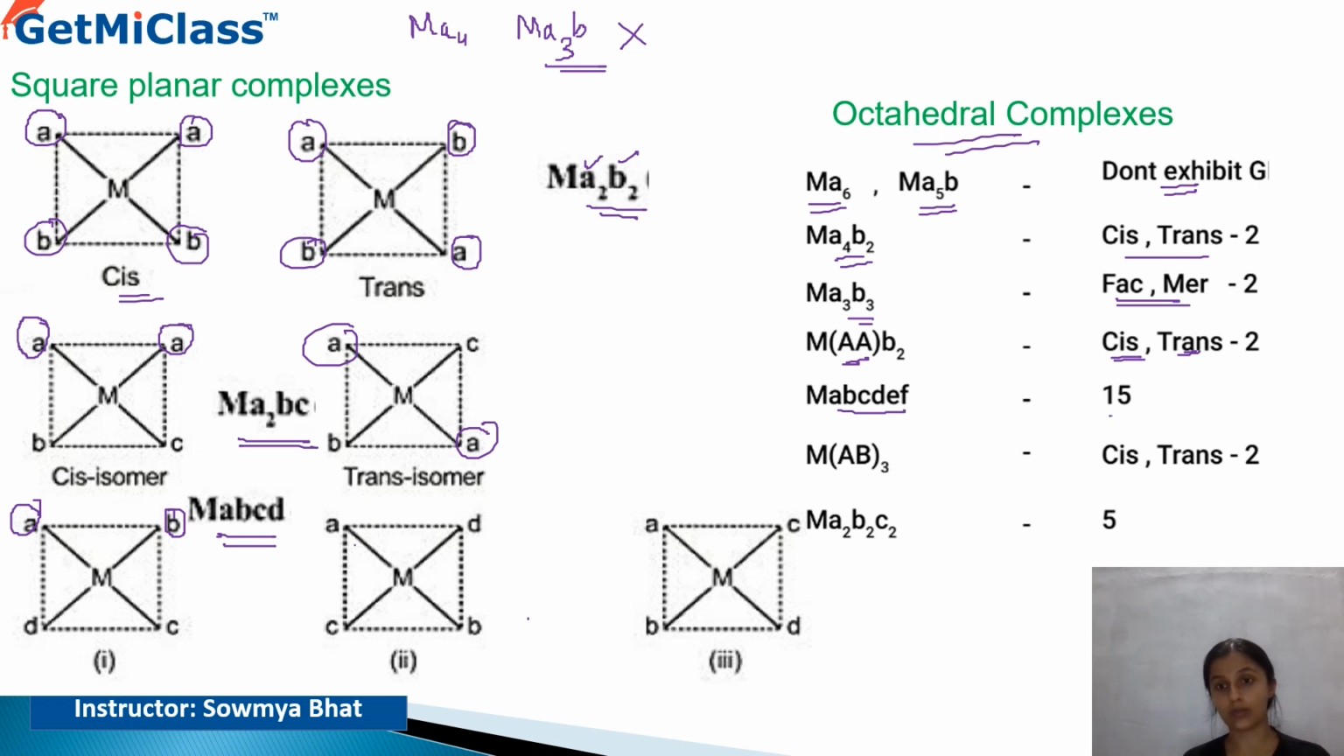Then for ABCDEF, where all the ligands are of different types, you have 15 possible isomers. And for AB3, where AB is a bidentate ligand, you have cis and trans, two isomers possible. And for A2B2C2, you have five isomers possible for this complex.